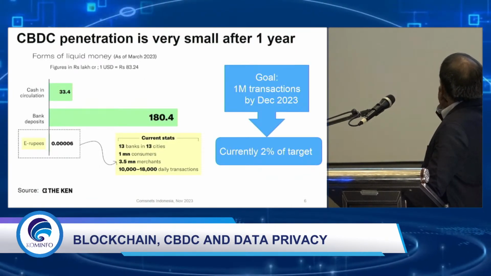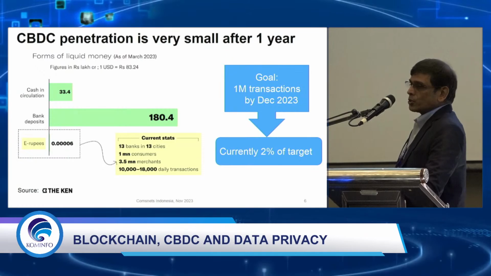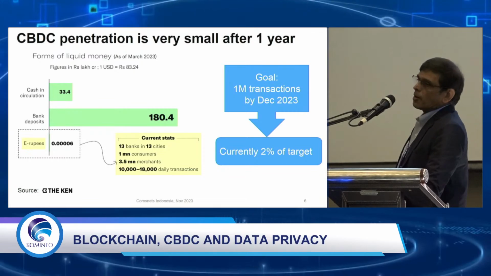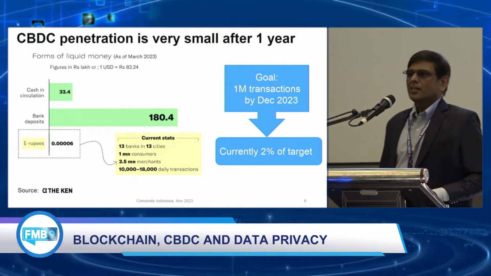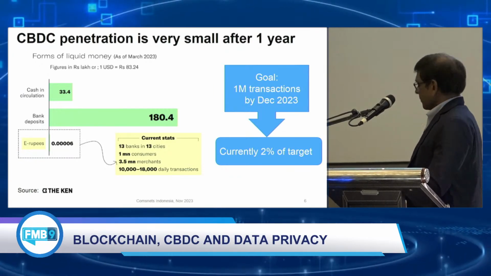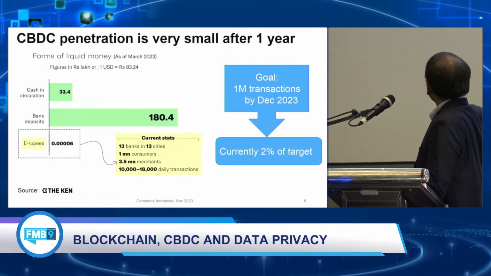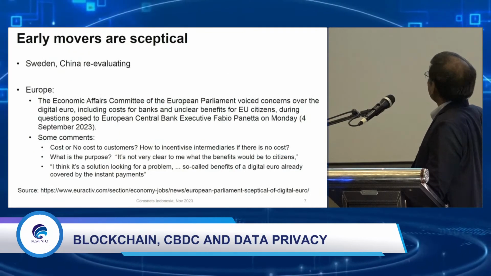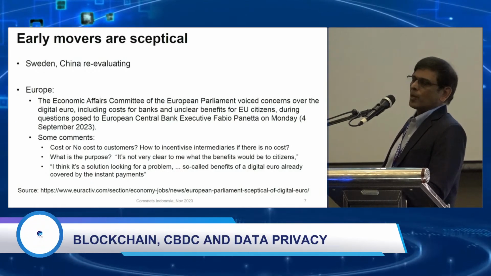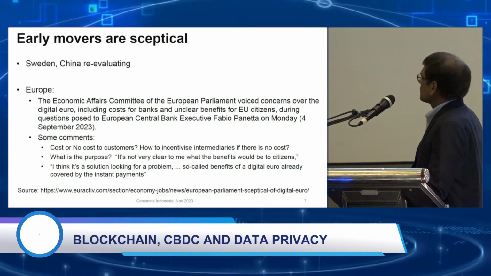Okay? So compared to that, if you look within 1 year, CBDC has not done very well. Today, against a target of 1 million transactions per day, CBDC is only doing about 18,000 daily transactions, right? Very, very low. It's about 2% of the target that the government set for itself, all right? So one could say roughly that CBDC is not working. You could say that by looking at this chart, all right? And in fact, if it's not working in India, it's not working in many countries where CBDC has been introduced. Sweden and China, for example, are two early movers in CBDC. They are also reevaluating because their experience with CBDC has also been very poor.